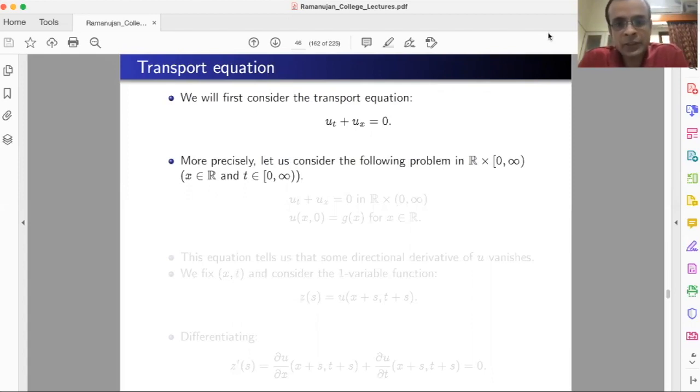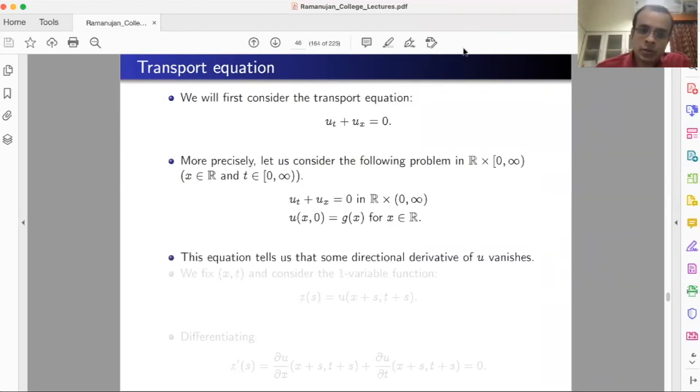So more precisely, we consider the following problem: u_t plus u_x is equal to 0 in R cross (0, infinity). In other words, it's the real line, upper half plane. Time is the y-axis, so it is (0, infinity), and the initial value I specify to be u of x comma 0 is equal to g of x.